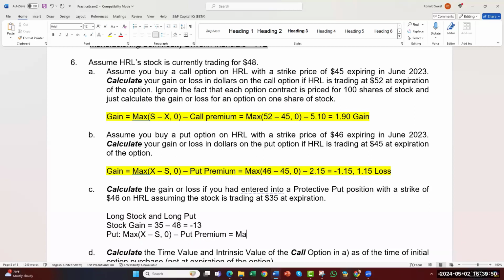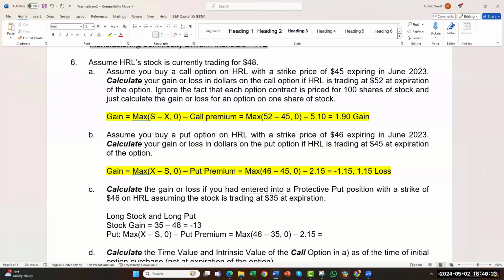That equals max. Here our strike was 46. And here the put really helps us, 35. So it gets $11 of our money back. And we had to pay $2.15. So the put, boy, I don't even know what the actual put value is. I'll have to calculate that real quickly. But essentially you've got a gain of 11, but you had to pay $2.15 to get it. So you make $8.85 on that.